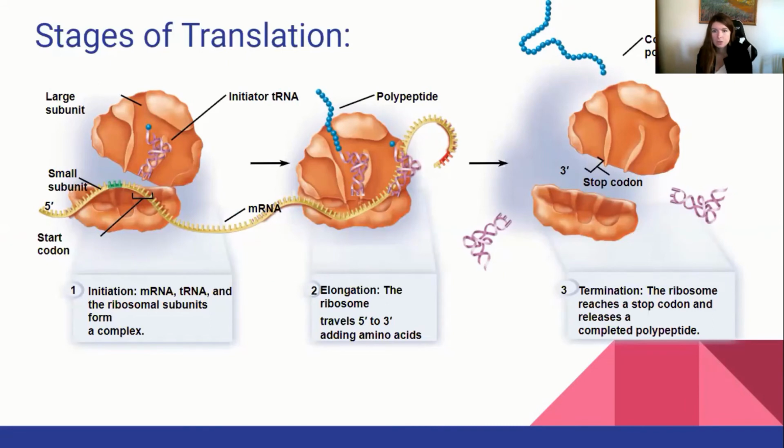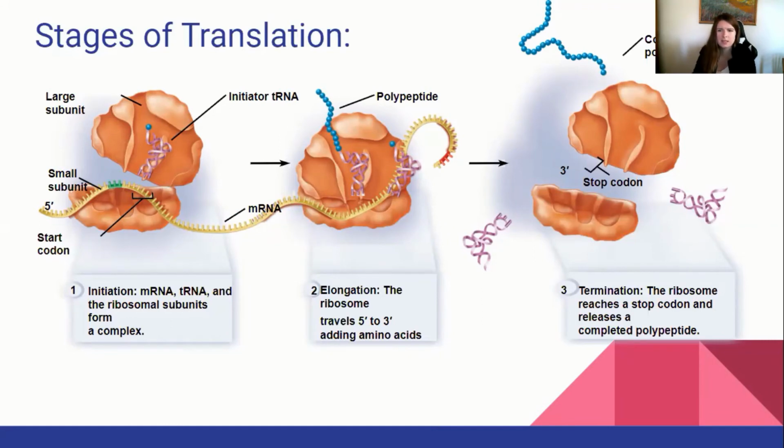Okay, so just like there were stages to making our mRNA transcript from DNA when we were talking about transcription, there are also a couple stages for translation. They're pretty much named the same, but they look a little different because now we're at a ribosome out in the cytoplasm instead of in the nucleus using our RNA polymerase. Okay, so the stages of translation, the first stage is going to be called initiation.